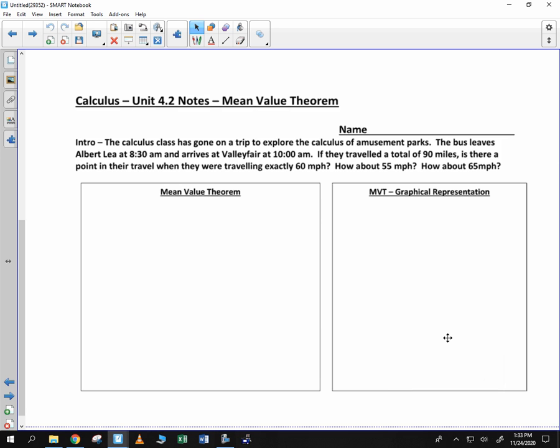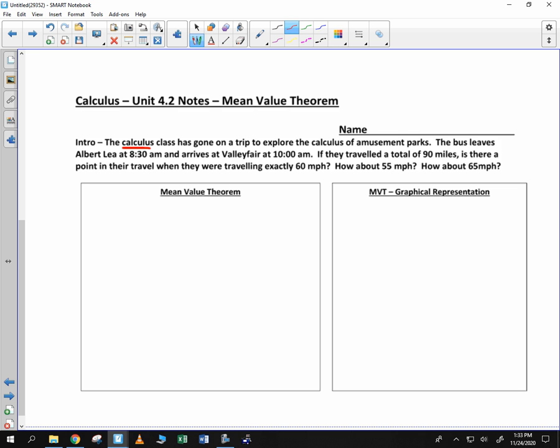Okay, folks, mean value theorem. So we talked about the intermediate value theorem, and now related to that is the mean value theorem. Just kind of an introductory question. The calculus class has gone on a trip to explore the calculus of amusement parks.